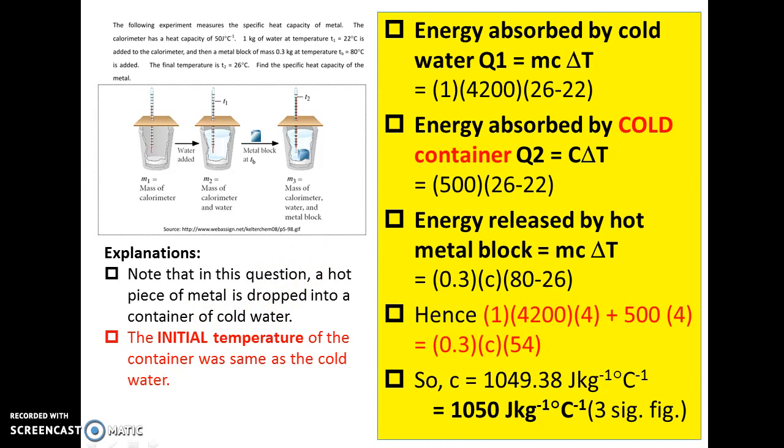Note that the initial temperature of the container was the same as that of the cold water. So, the cold water absorbs energy. The cold container also absorbs energy. And then there's energy released by the hot piece of metal. So, assume there's no heat loss to the surroundings. We may set up this equation and then find the specific capacity of the metal.